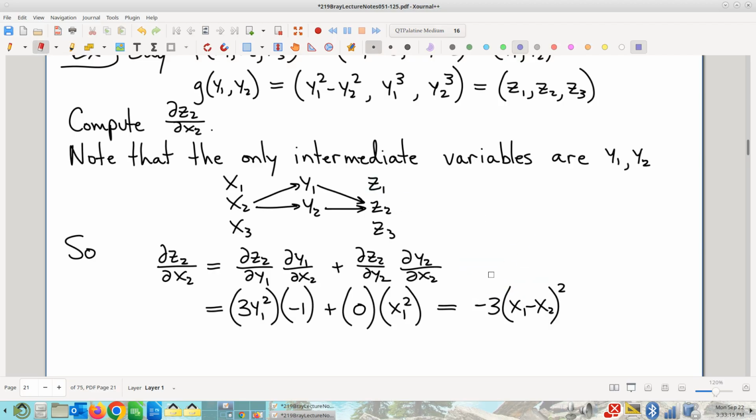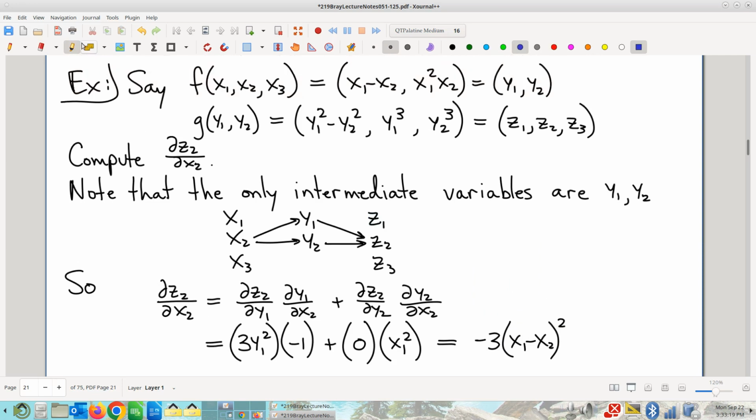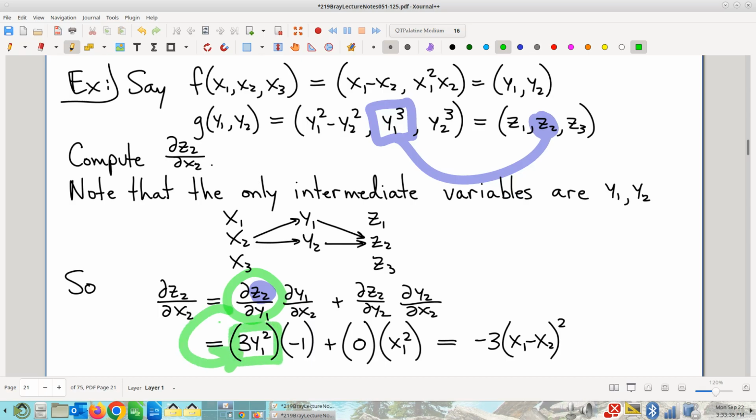Okay, and then it's all details from here. We have explicit formulas for these functions, right? For example, I know that Z2 is that function right there. And so what is the partial of Z2 with respect to Y1? Well, easy partial, and it's that right there. Likewise for the others. Everybody happy?